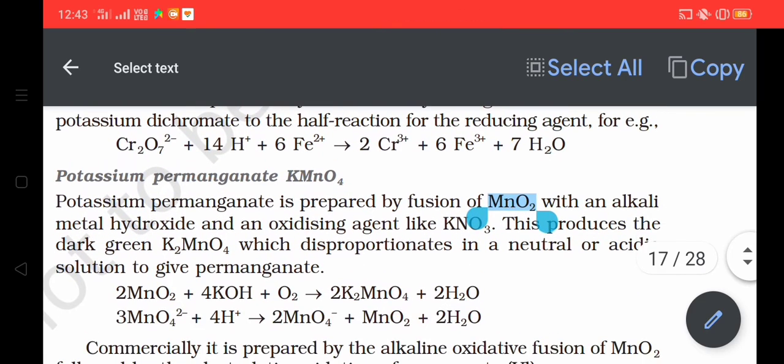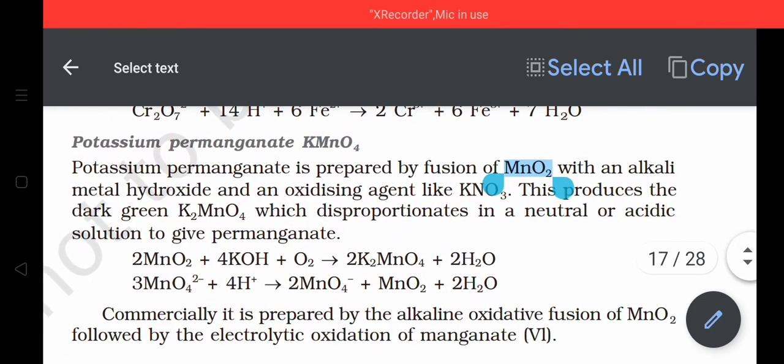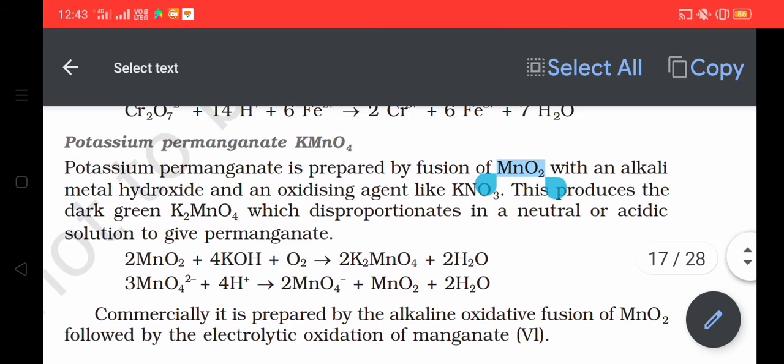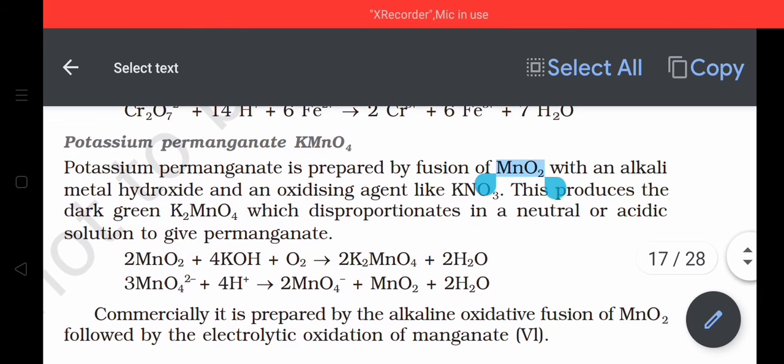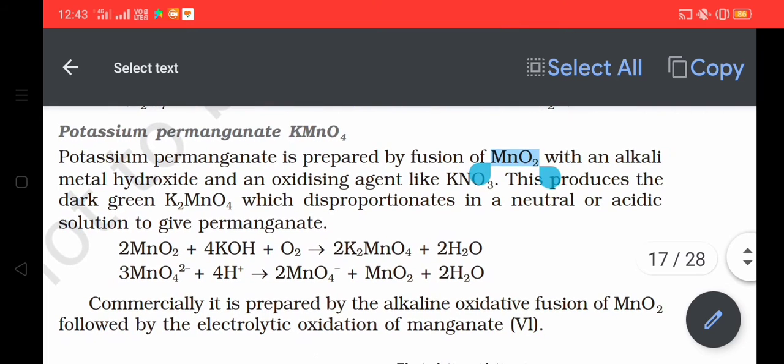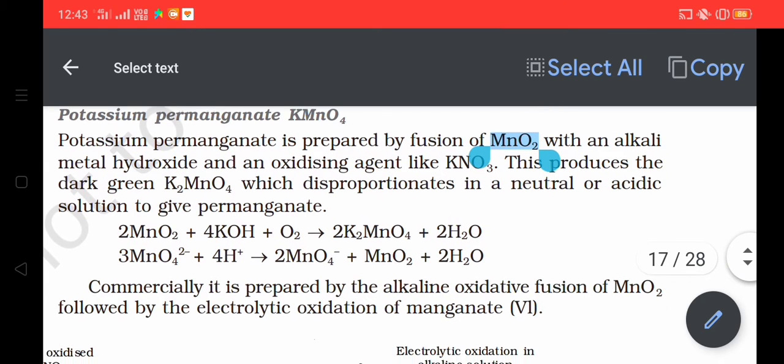Now the preparation of potassium permanganate. Potassium permanganate is represented as KMnO4. It is prepared by fusion of MnO2 with alkali metal hydroxide in the presence of an oxidizing agent like KNO3.